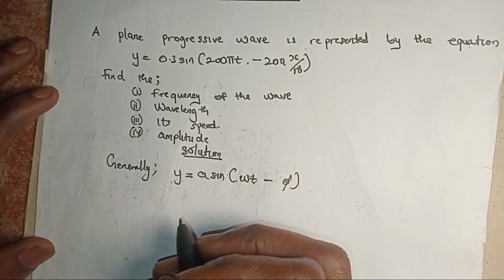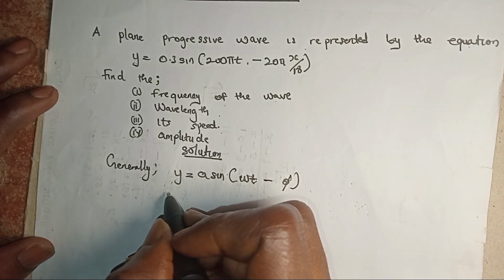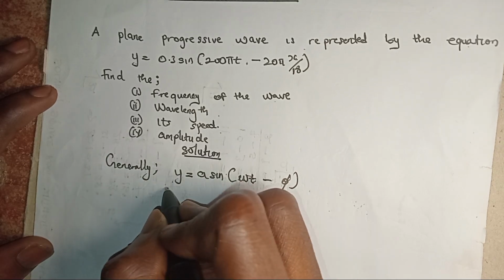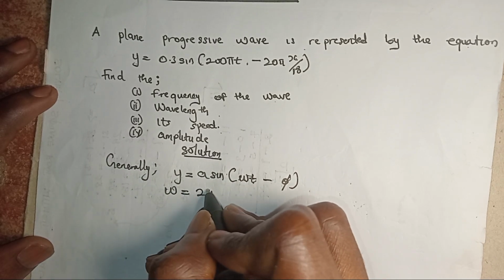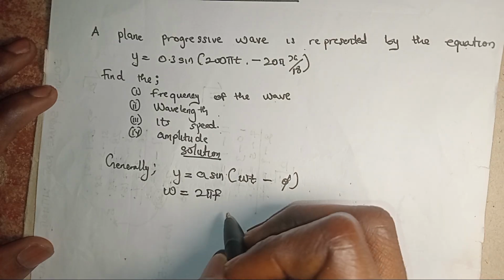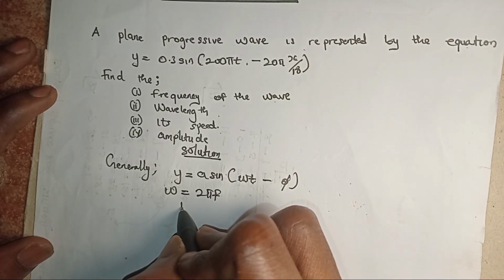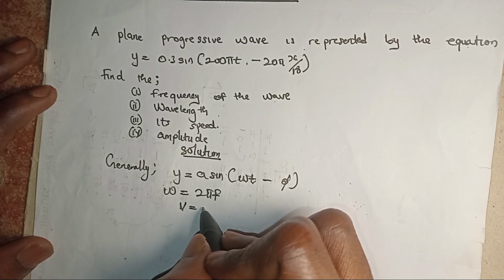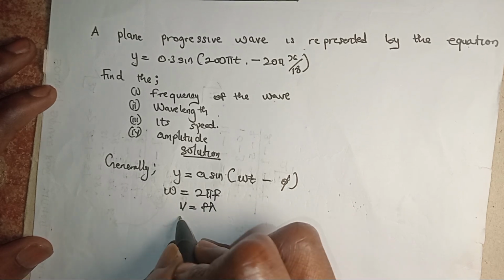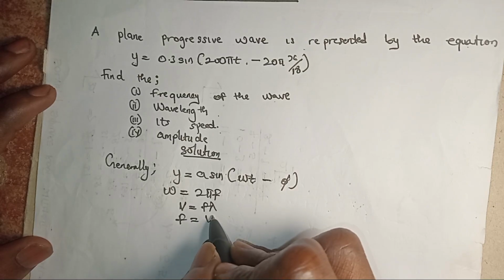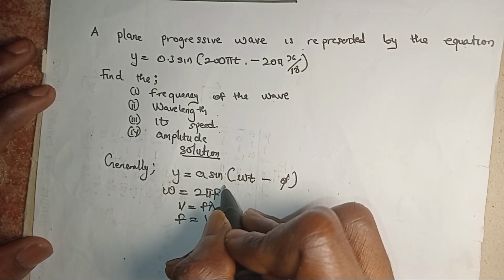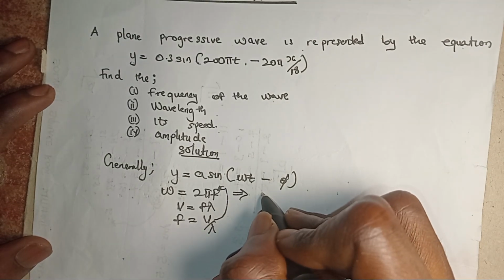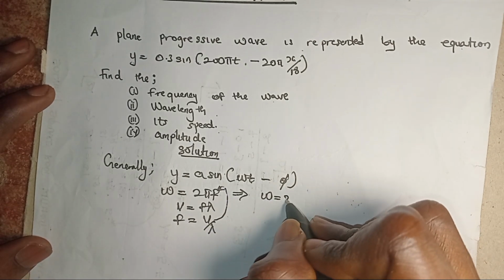So let's represent it with the equation. In the wave equation, we have ω, and this ω is normally equal to 2πf. You know that v is equal to fλ, and f can be equal to v upon λ. So I can replace this now, and the angular velocity again becomes equal to 2πv upon λ.